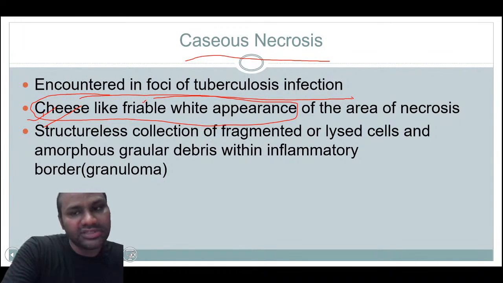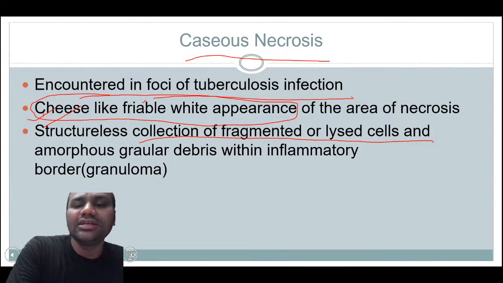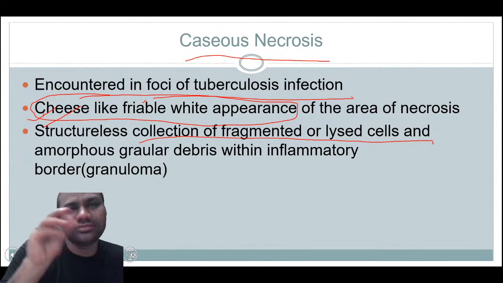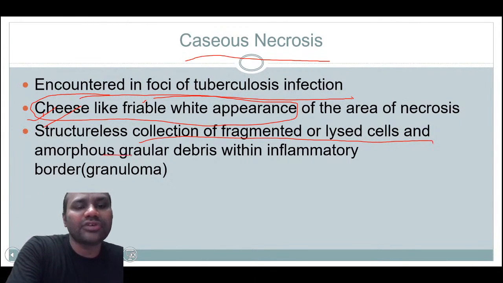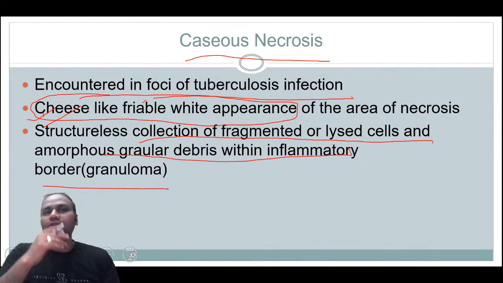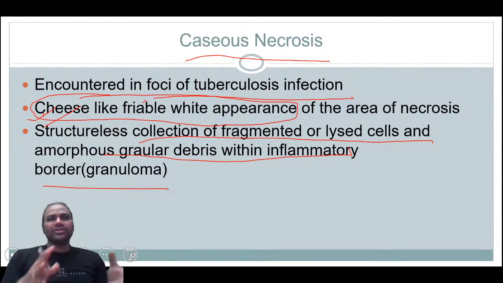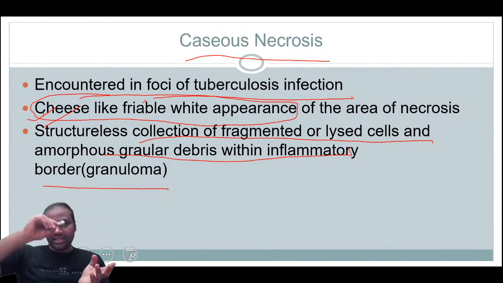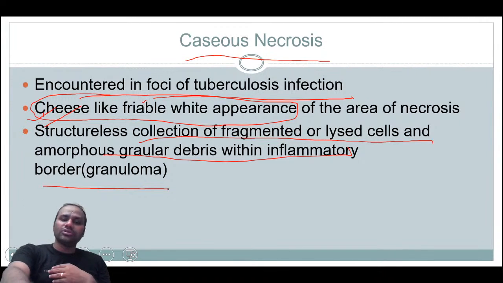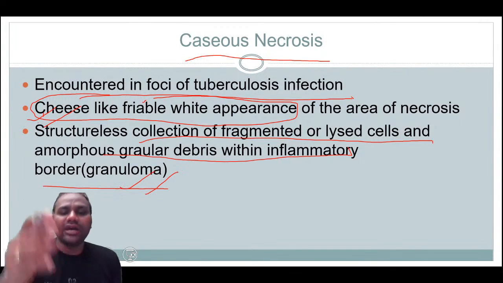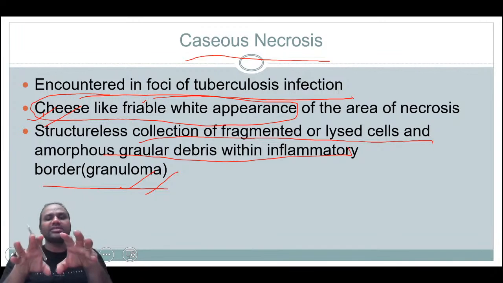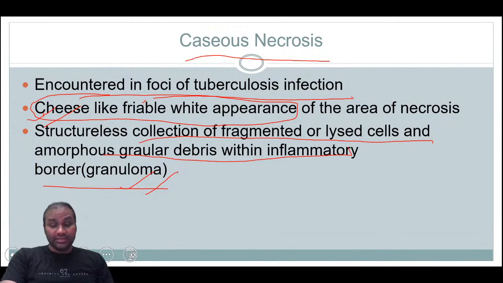Caseous necrosis is also a structureless collection of fragmented or lysed cells. In caseous necrosis there are lysed cells and amorphous granular debris within an inflammatory border, the granuloma. We know a granuloma is a collection of different inflammatory cells, histiocytes, like slipper-like histiocytes, and all those form the granuloma, and within that granuloma there will be a collection of this cheese-like material, that is caseous necrosis.